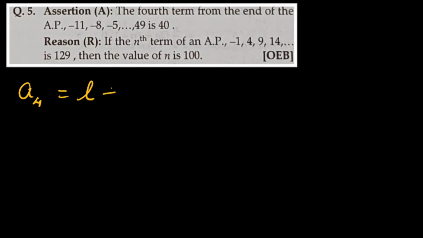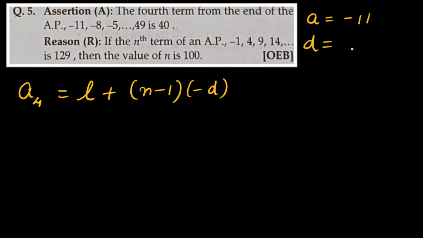So this formula I'll use: L plus n minus 1 into minus d. I told you to make a note of this formula. Whenever we have to find any term from the end, we'll use this formula. A4 is equal to L plus n minus 1 into minus d. So let's see what A is. A is equal to minus 11, although we don't need it.